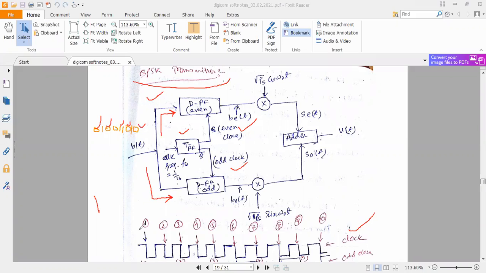Suppose this is the original clock that is input to the T flip-flop. This is the first active edge, because we are considering the negative-going pulse to be the active edge. This is the second negative-going pulse, so this is the second active edge. This is the third active edge. This is the fourth active edge. In that way, we count the number of active edges.